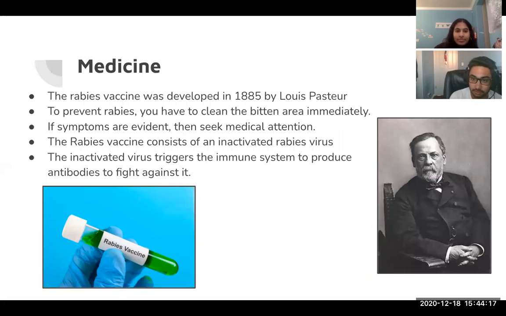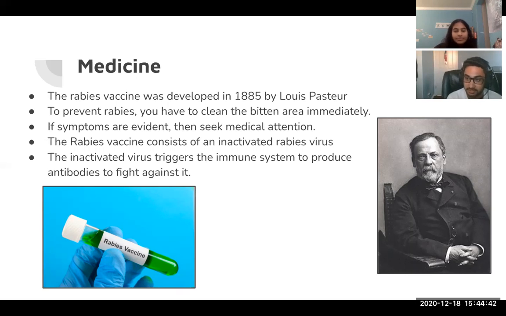All right, so the first step to preventing rabies is to clean the bitten area immediately and thoroughly. After that, it's important to keep an eye out for any symptoms that represent rabies. If symptoms are evident, then the next step should be to seek out medical attention. The rabies vaccine, first developed in 1885 by Louis Pasteur, is what's going to be used to cure the disease.